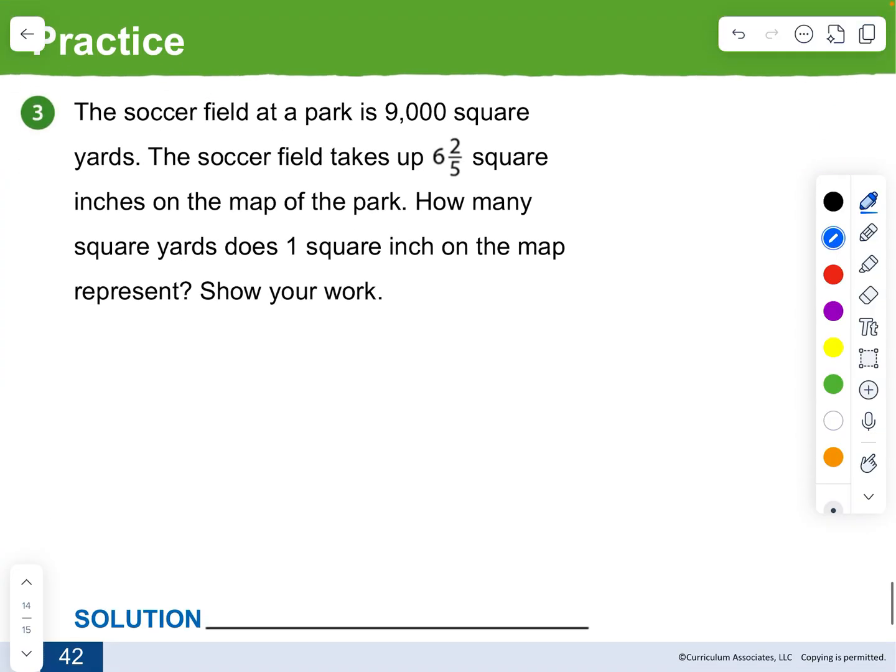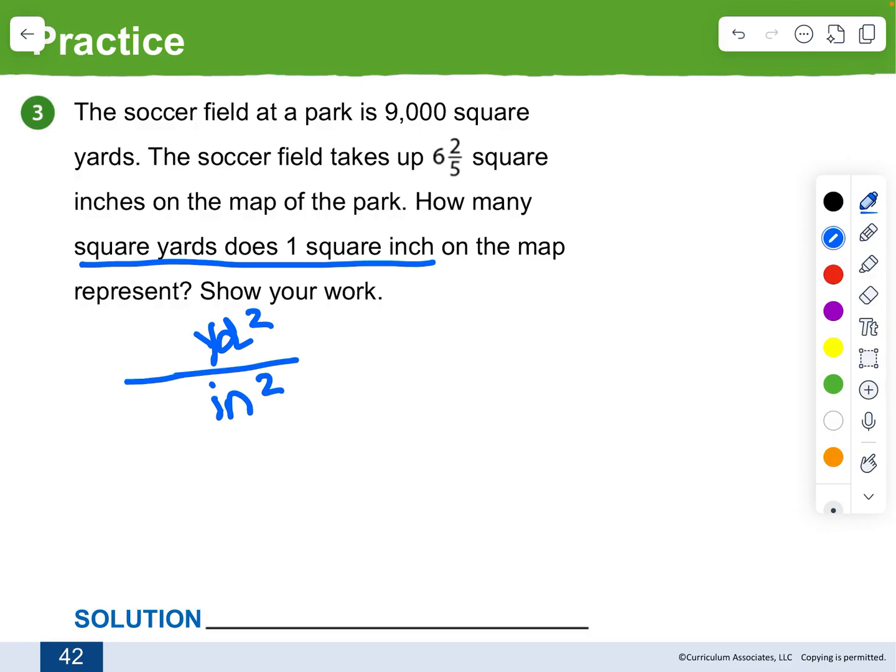Number 3. The soccer field at a park is 9,000 square yards. The soccer field takes up 6 2/5 square inches on the map of the park. How many square yards does 1 square inch on the map represent? So square yards per square inch. So my yards, 9,000 square yards, 6 2/5 square inches.